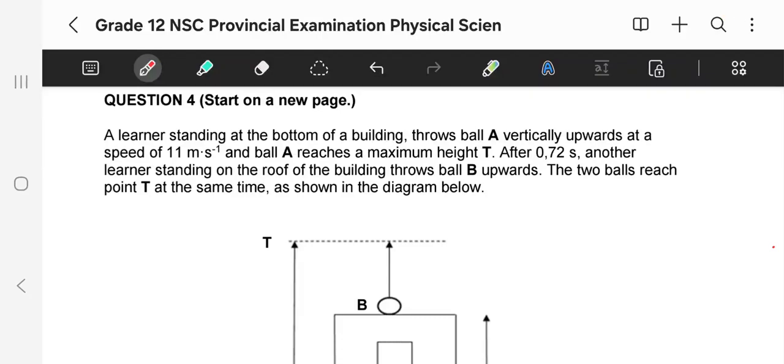On this video we are doing question 4 of June 2024 grade 12. Here the statement reads that a learner standing at the bottom of a building throws ball A vertically upwards at a speed of 11 meters per second, and ball A reaches a maximum height T after 0.72 seconds. Another learner standing on the roof of the building throws ball B upwards. The two balls reach point T at the same time as shown in the diagram below.